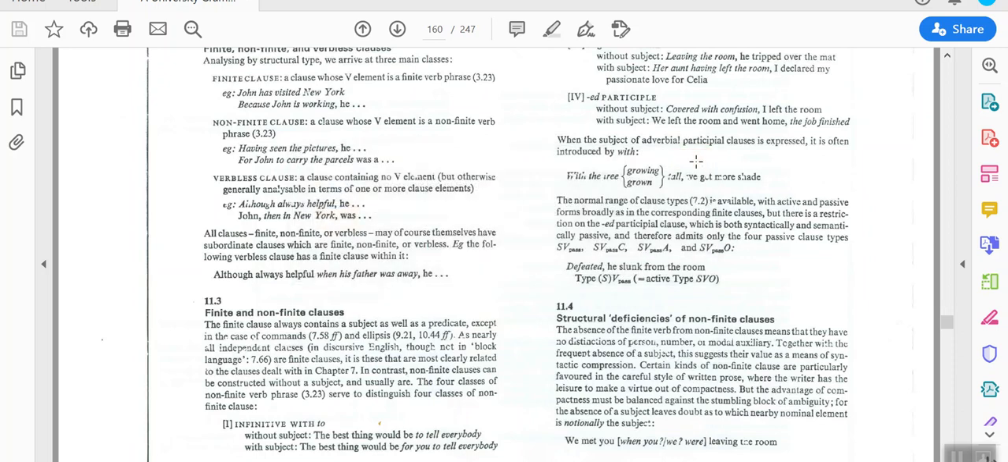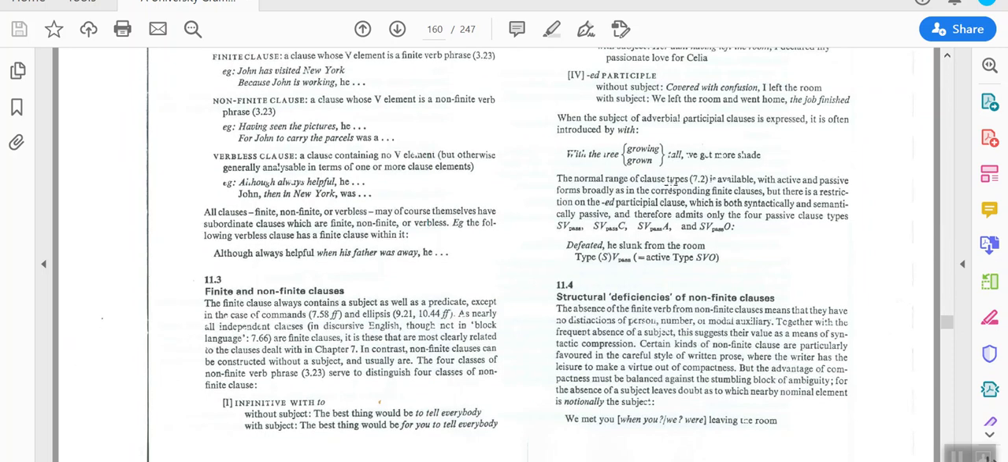So today I'm going to talk about section 11, the structural deficiencies of non-finite clauses. What are the structural and form deficiencies of non-finite clauses? This makes them different from finite clauses, of course. We talked about them, but now in general and in some detail.